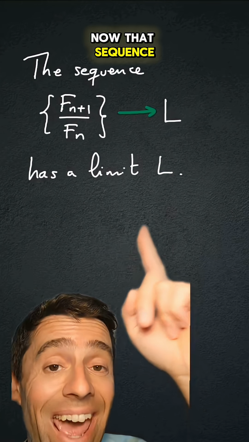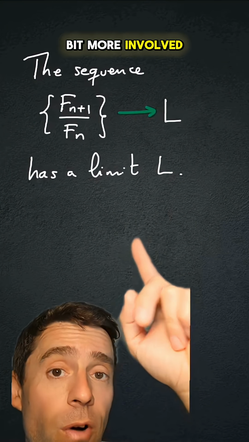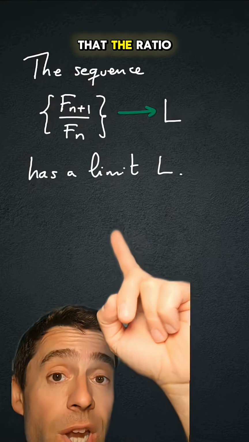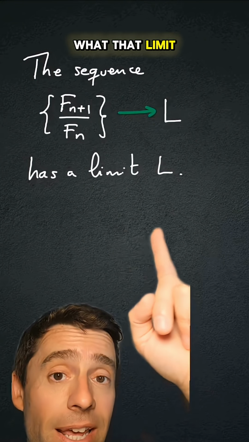Now, that sequence has a limit. I'm not going to prove this. I have proved that before in other videos. It's a little bit more involved, but let's just assume that the ratio of consecutive Fibonacci numbers has a limit and then compute what that limit is.